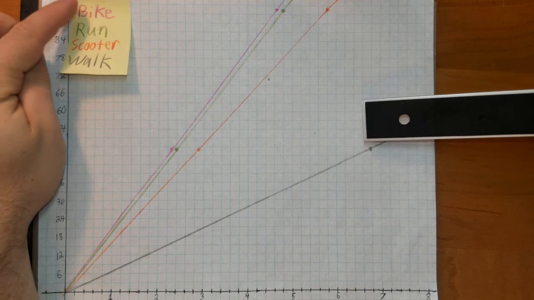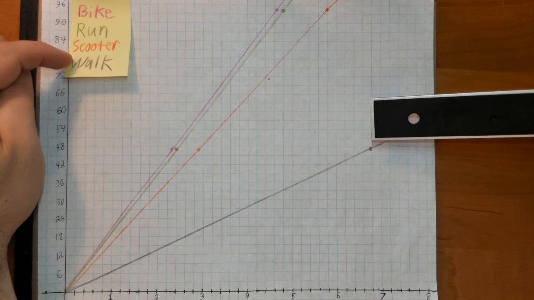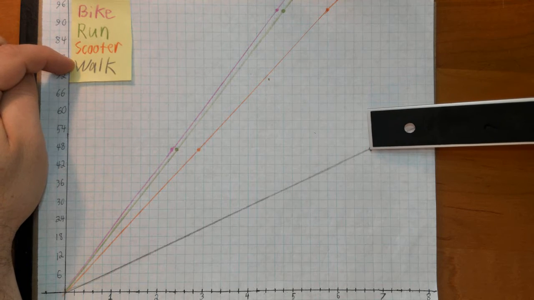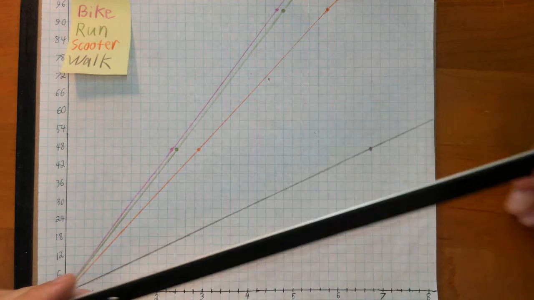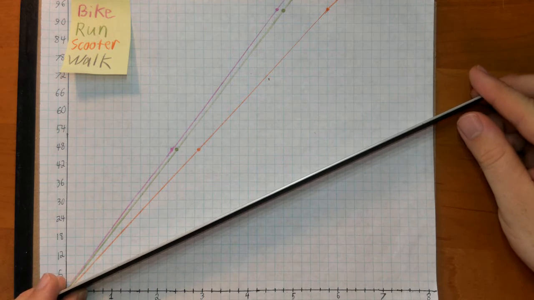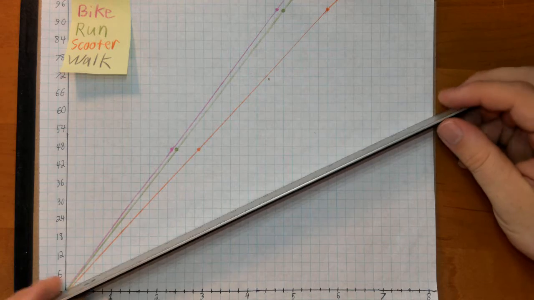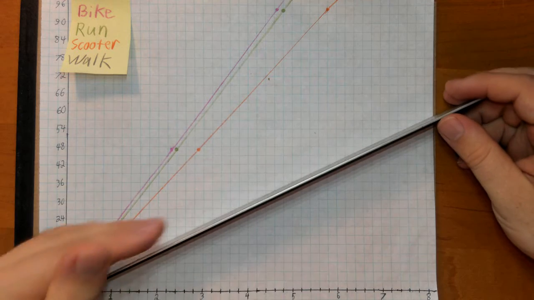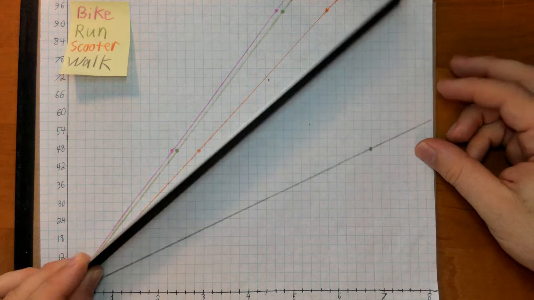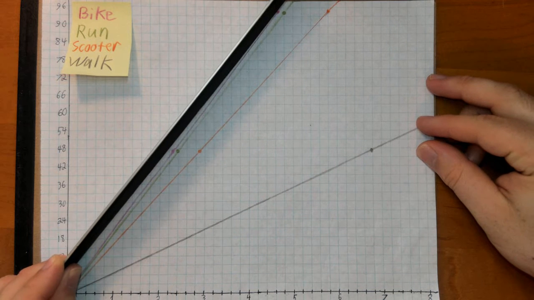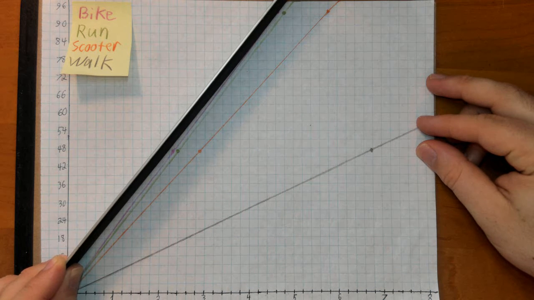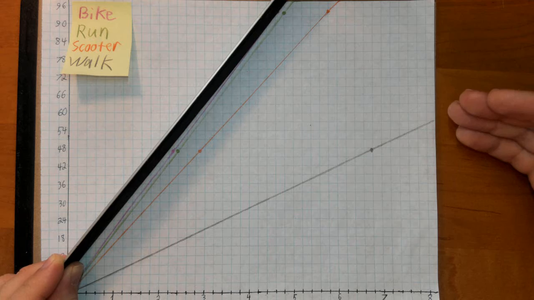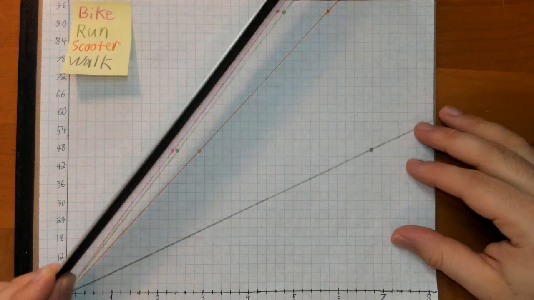Now, of all of these, the time that would take us the longest is walking across the basketball court. And you can see how that line is the least steep, right? If I picture this as a ramp, this is less steep, whereas biking across the basketball court is way more steep, right? And you travel faster on a bike than you would walking.